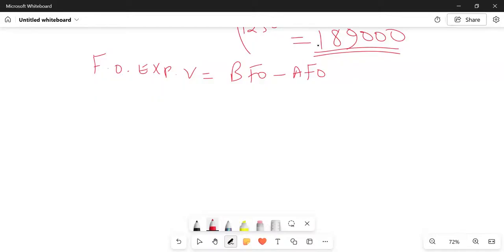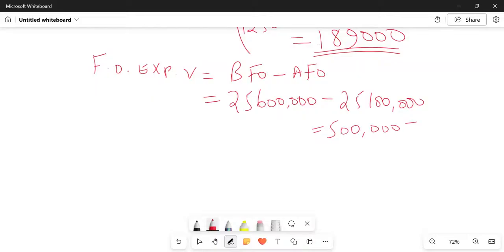So budgeted fixed overheads is how much? It is given, total 20. 25,600. That is from the budget, isn't it? Minus actual fixed overheads. 25, 100,000, like that. So 500,000 favorable. Positive, right? Thank you so much.